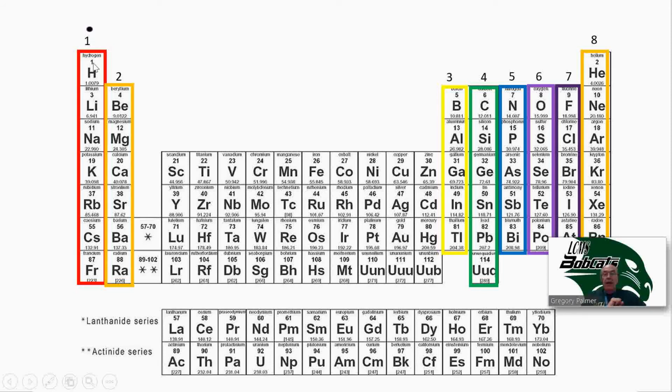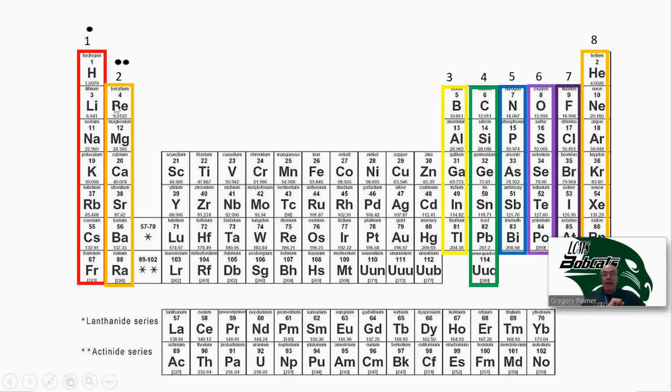So the dot diagram for every element in family 1 would have 1 dot. So on the quiz, if I said, what is the dot diagram for francium, it would have 1 dot. Potassium would have 1 dot. Lithium would have 1 dot. Rubidium would have 1 dot.